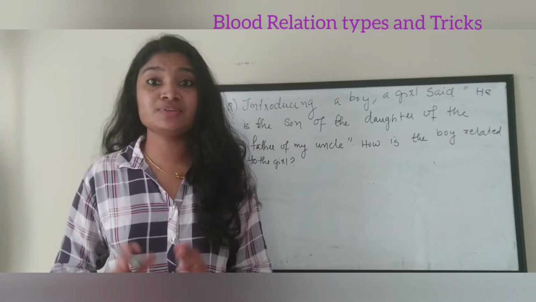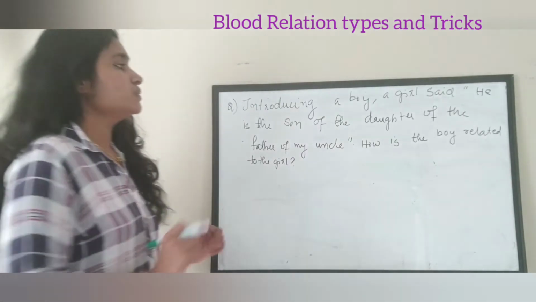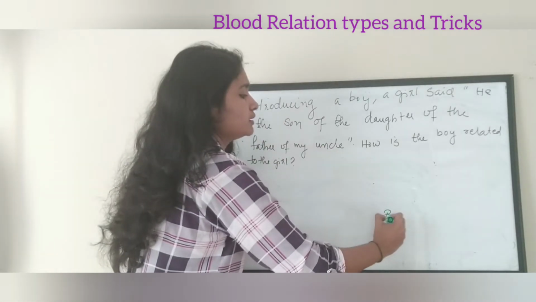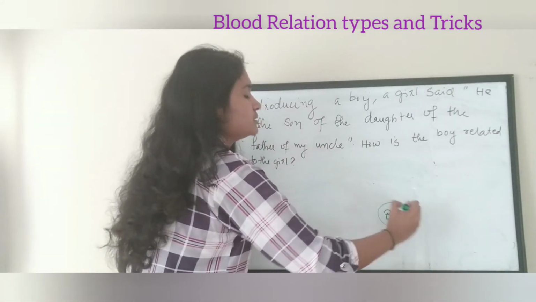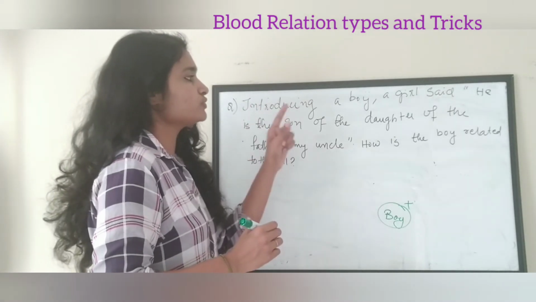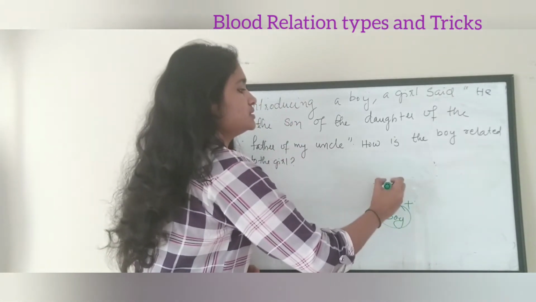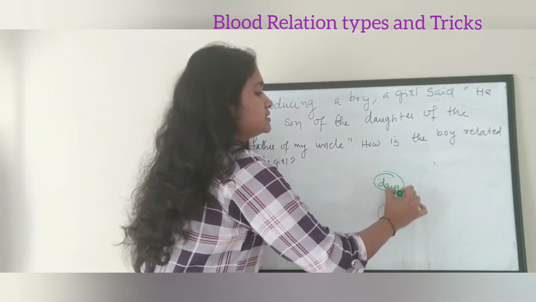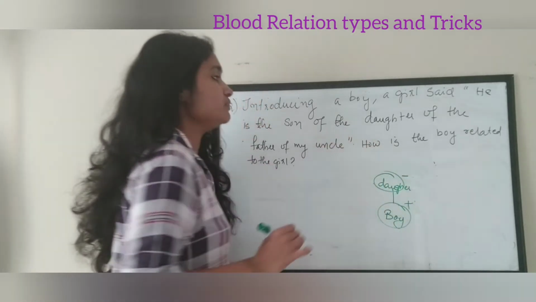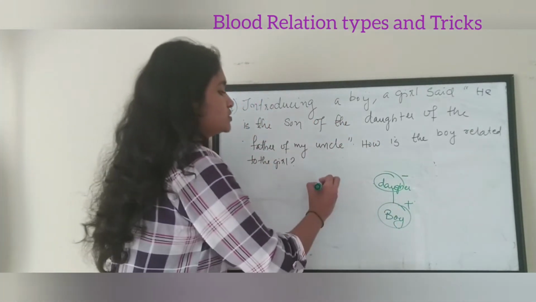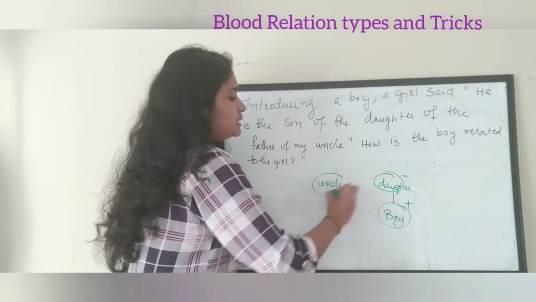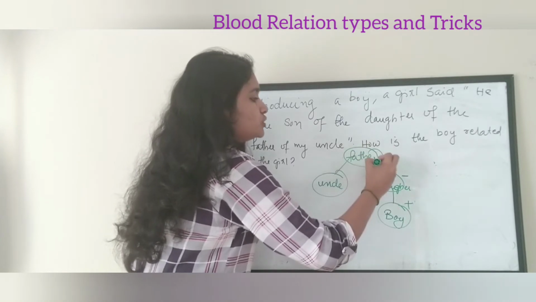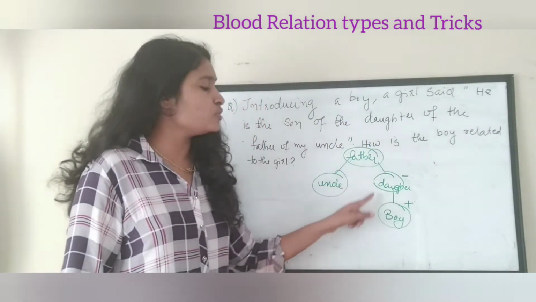Now solving this question, we can start from the boy, right? Okay, so the statement is given, the boy, right? So it is a boy, so give it a plus. He is the son of some person, son of the daughter. That is, here we can write it as a daughter. Again, it is a negative. Of the father of my uncle. So there is an uncle, and the uncle's father's daughter is the mom of this boy.